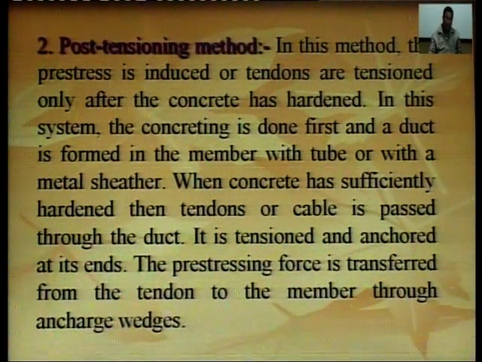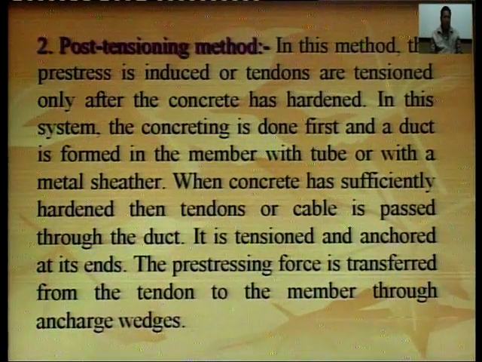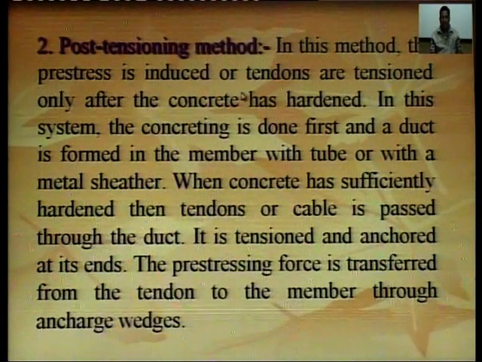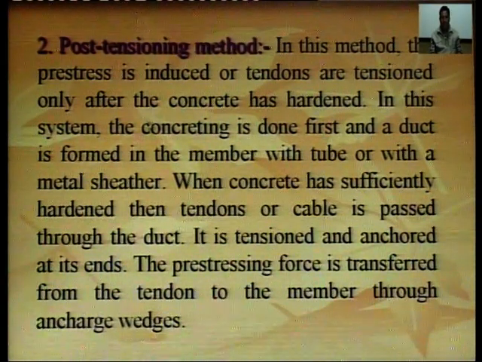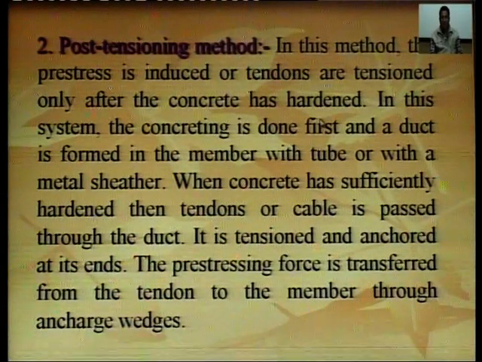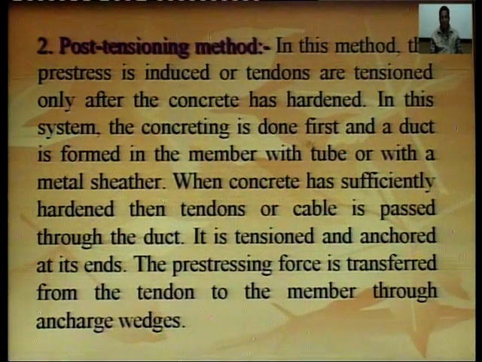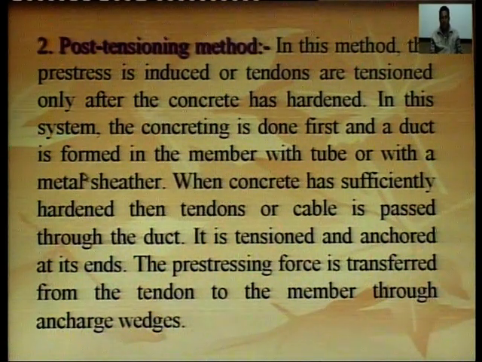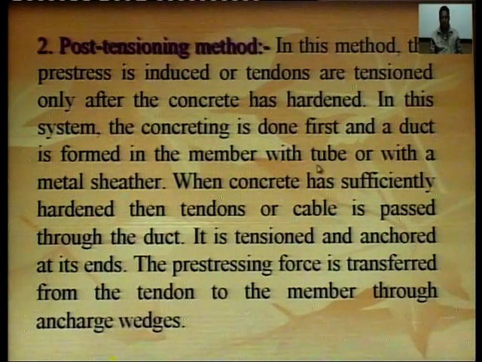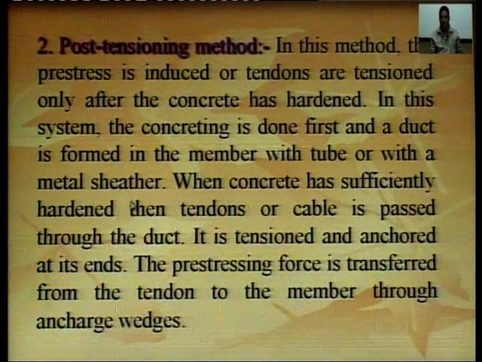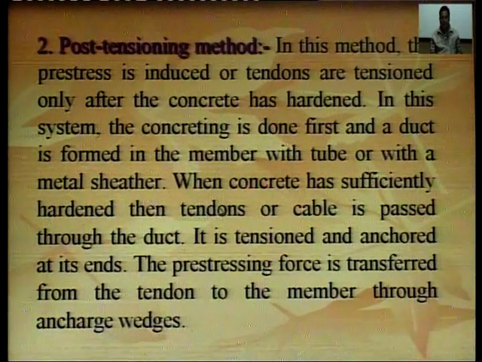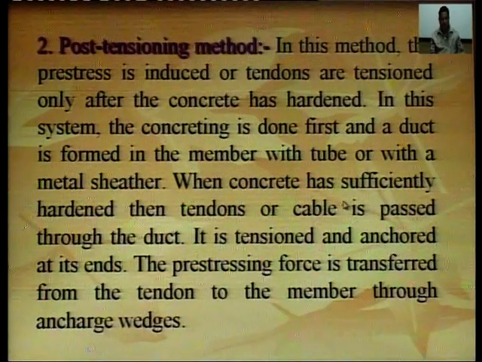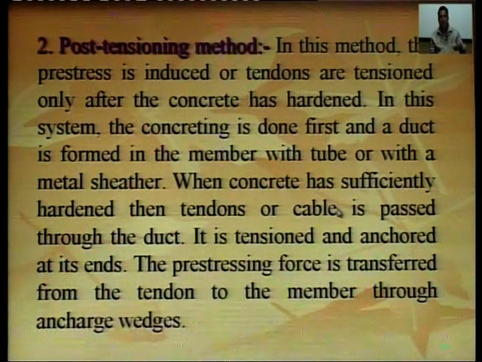The second method of pre-stressing is the post-tensioning method. In this method, the pre-stress is induced, or the tendons are tensioned, only after the concrete has hardened. In this system, the concreting is done first and a duct is formed in the member with a tube or with a metal sheather. When concrete has sufficiently hardened, then the tendon or cable wire is passed through the duct.